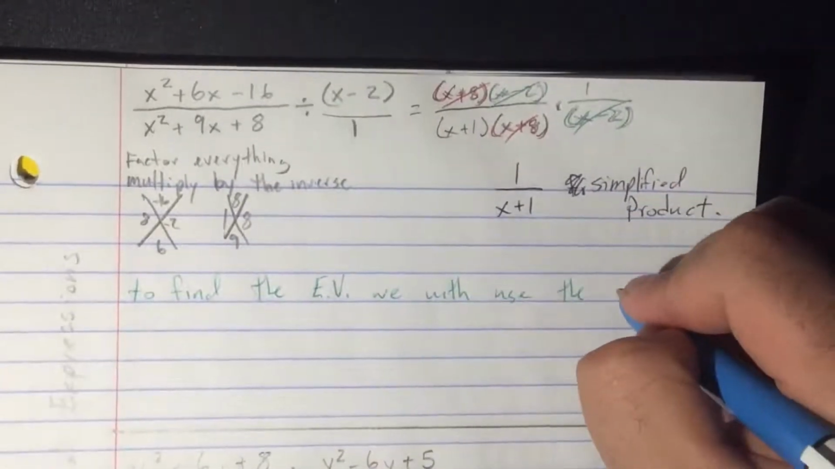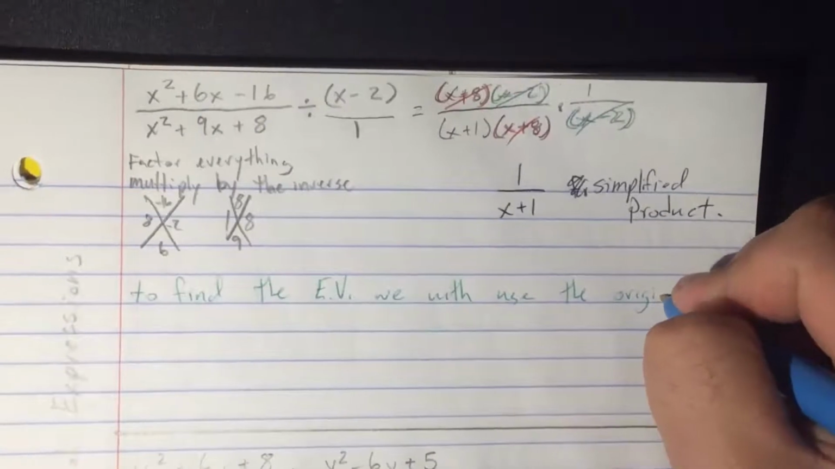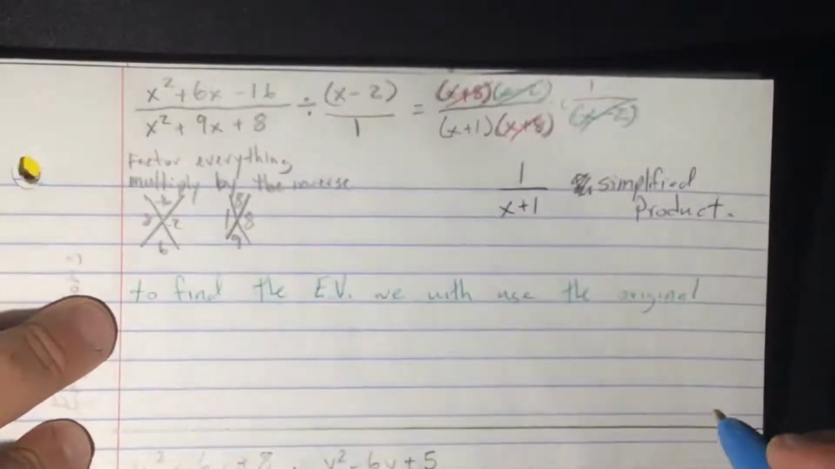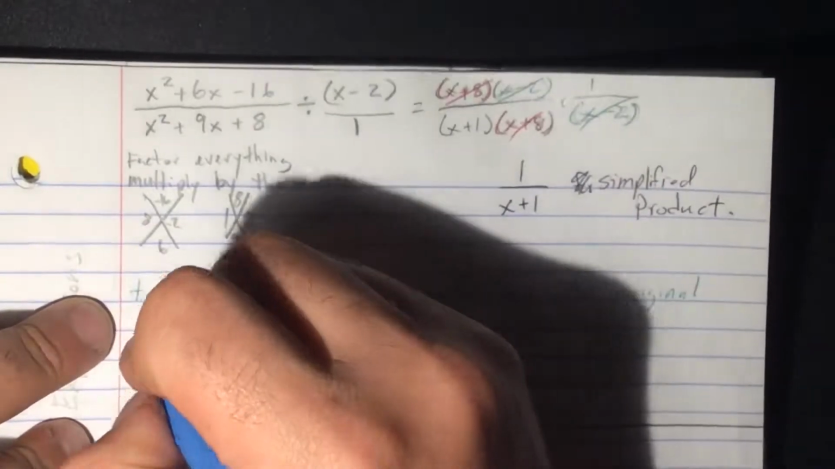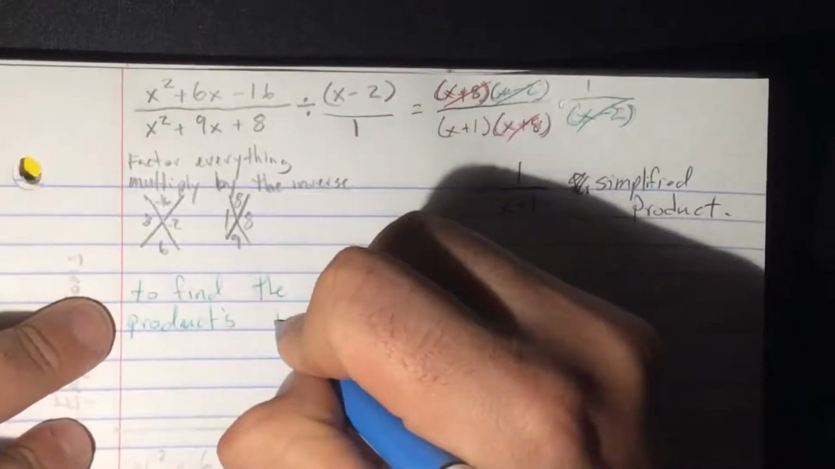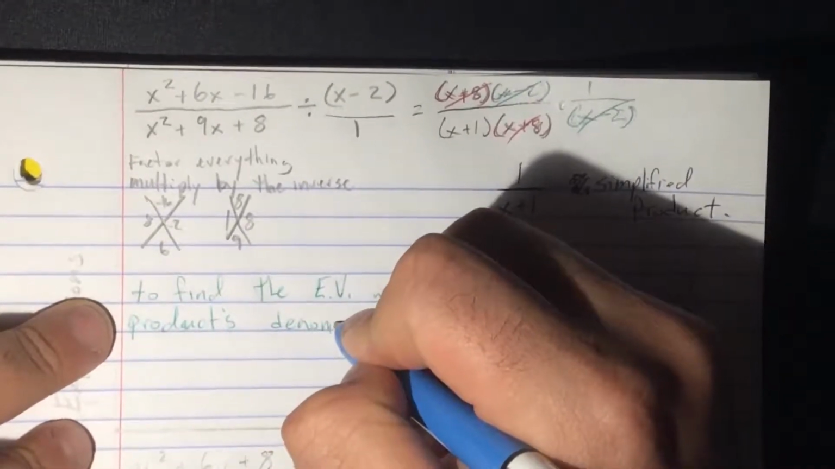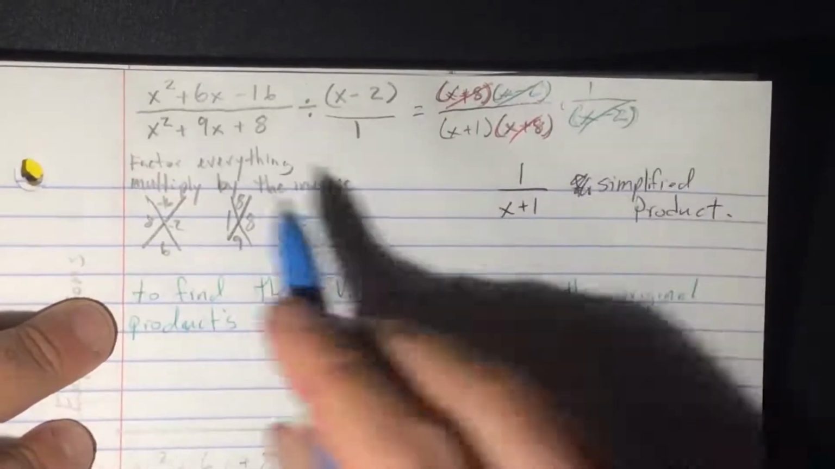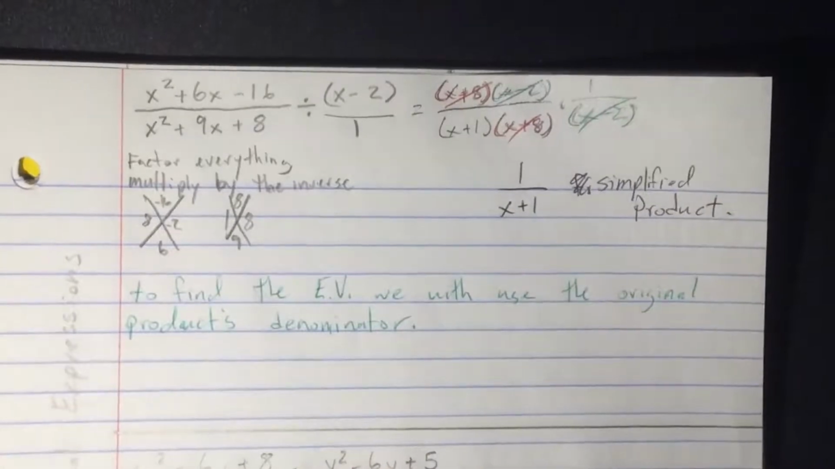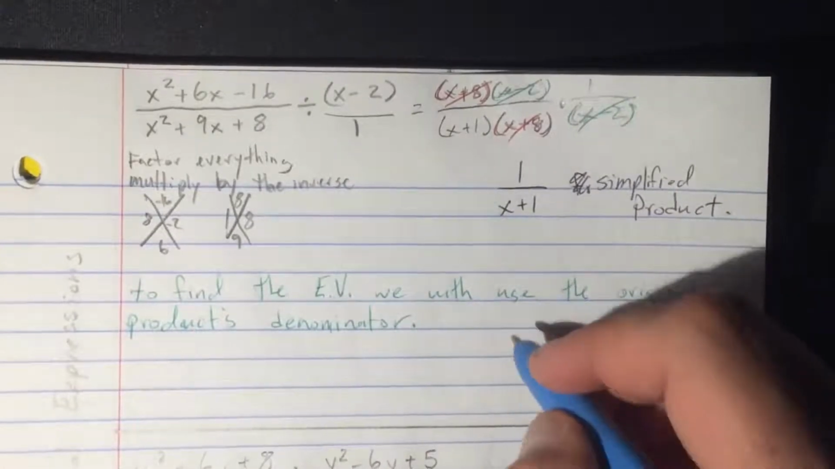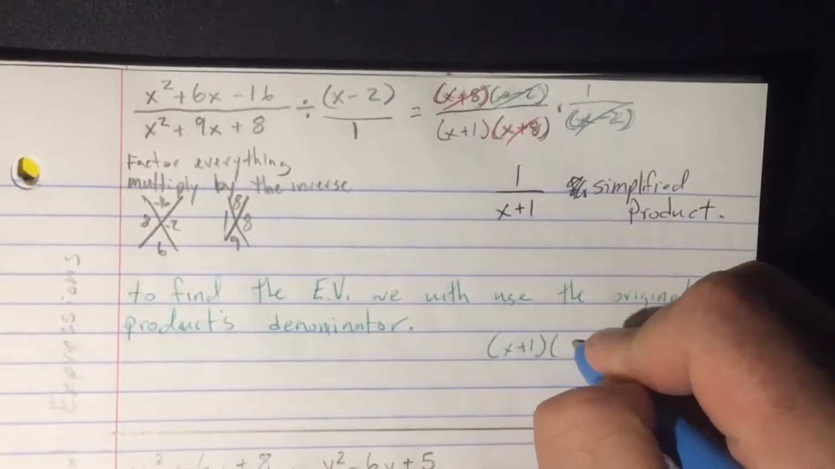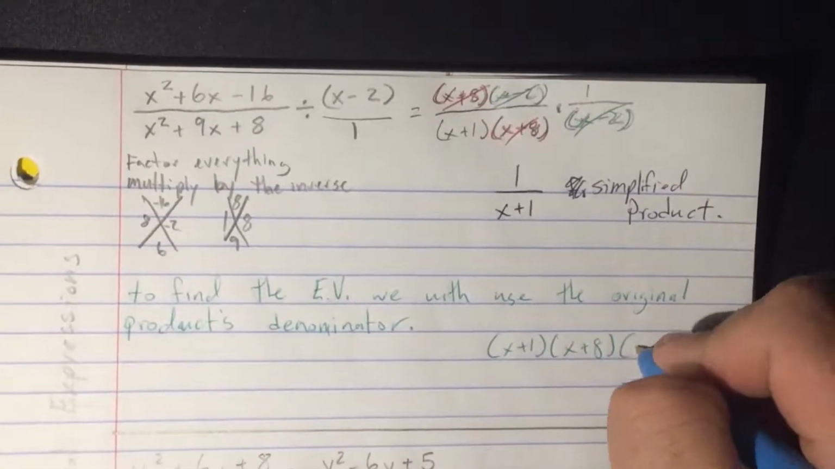So we're using the original product's denominator. All right, so what is it? We have our x plus 1, our x plus 8, and our x minus 2.